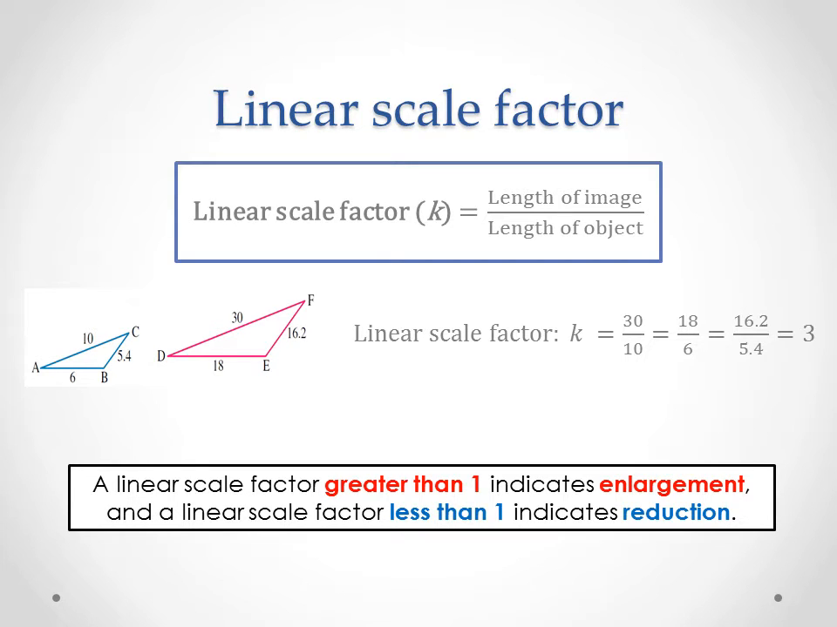Little note on the bottom here, it would be good to copy this down. A linear scale factor greater than 1 indicates enlargement, so here we have K equals 3, it's been enlarged, it's bigger, and a linear scale factor of less than 1 indicates reduction. So if we calculated the linear scale factor to be, say, 0.5, that would indicate that the image is smaller than the original object.